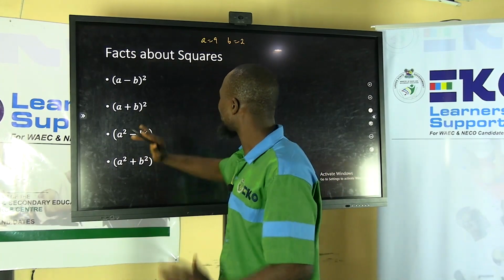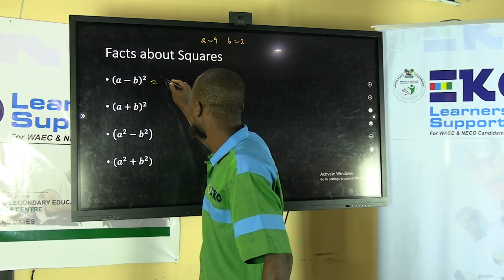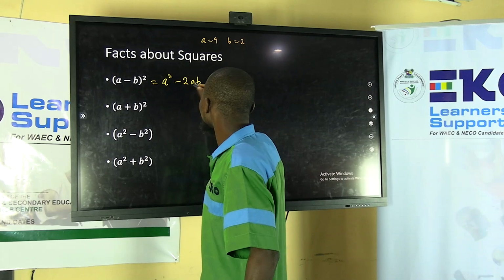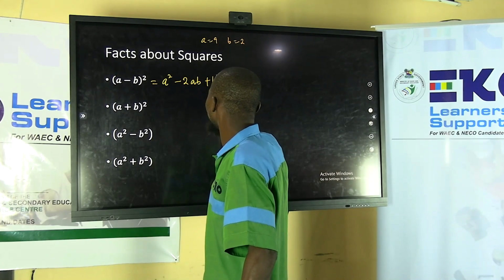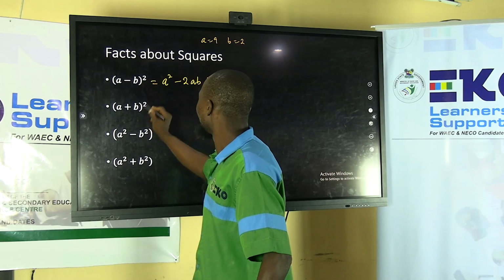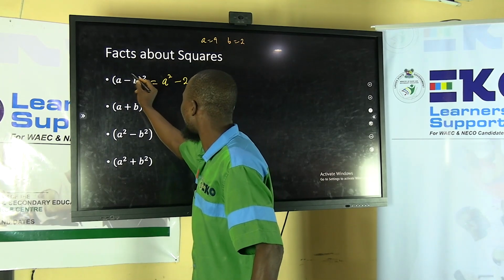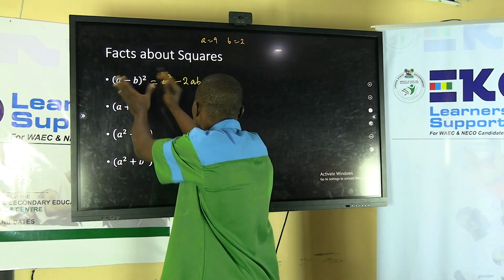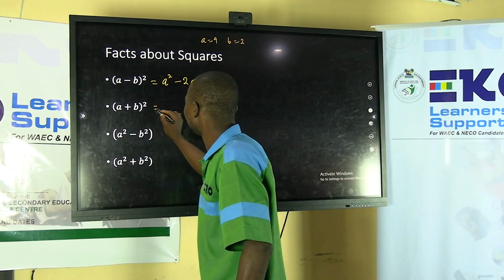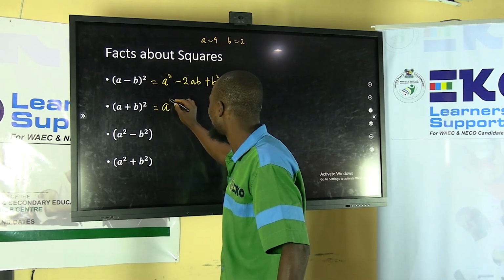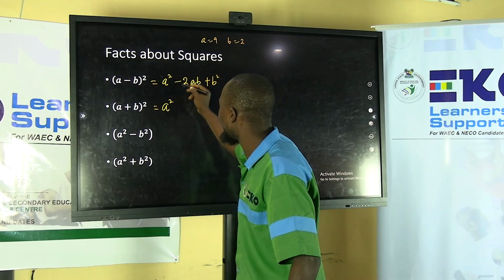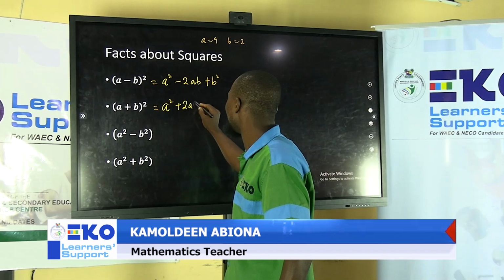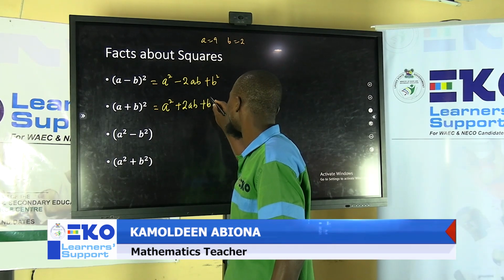So in summary, when you expand this, it is a squared minus 2ab plus b squared. Simply, you can just say a squared minus 2 times a times b, then minus b squared, which will give us plus b squared. For this, we have a squared. They are almost similar, but what is changing is this, plus 2ab plus b squared.